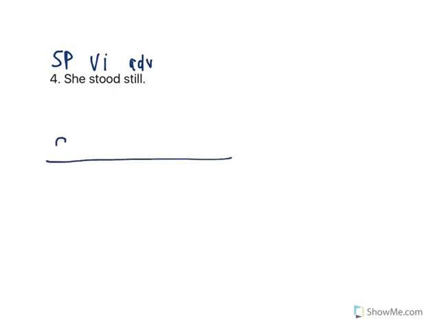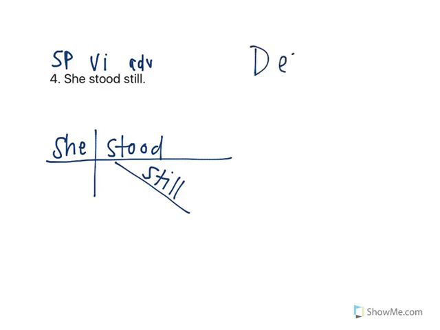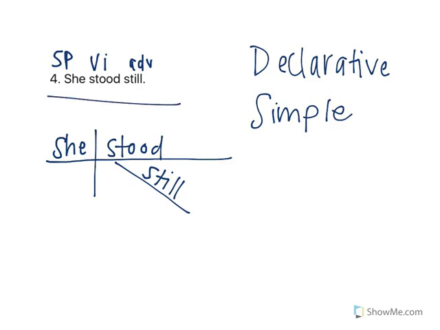So we're going to diagram. She is our subject, stood our verb, intransitive, and then still is modifying the word stood. We know that this is what type of sentence? Declarative. And is this a simple or compound? Well, it's obviously going to be a simple sentence because there is just one independent clause, and that's a whole sentence.